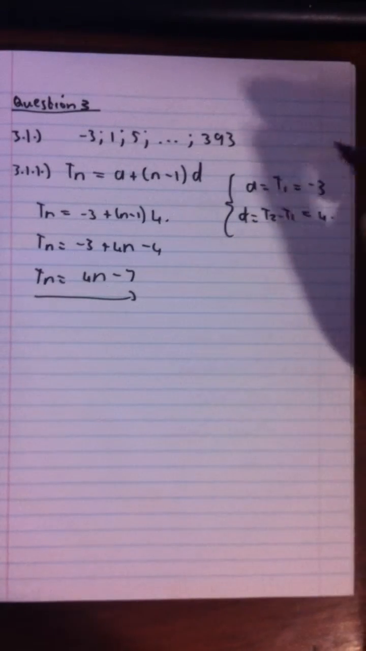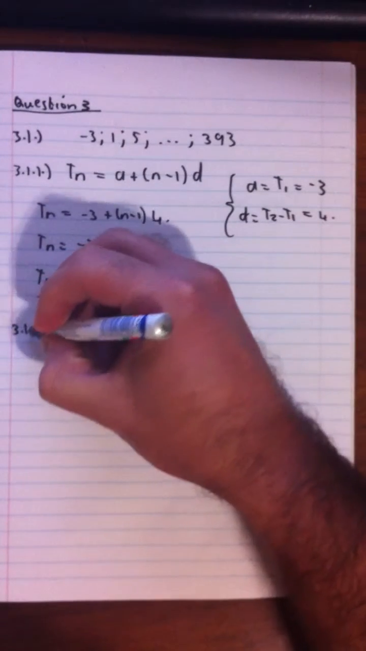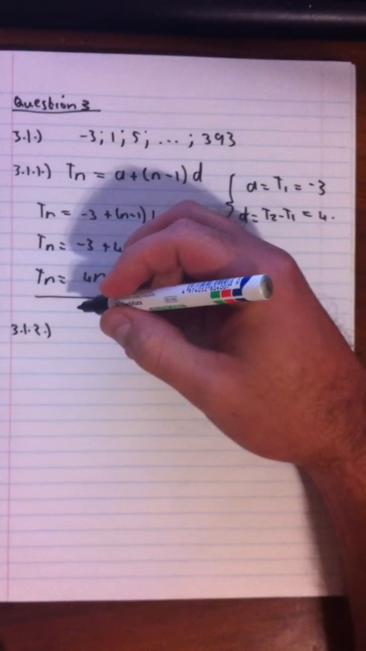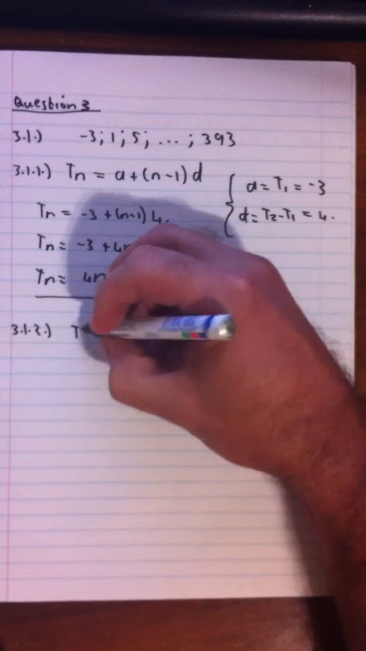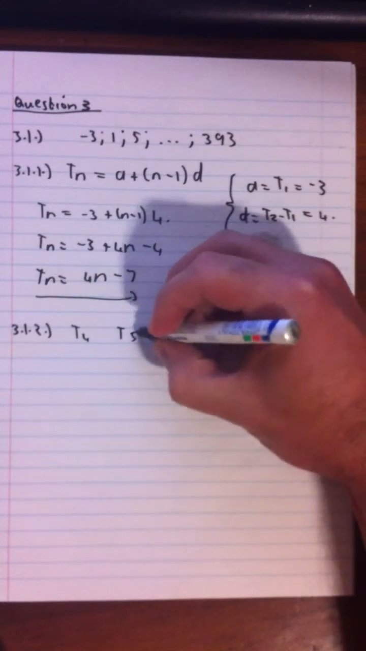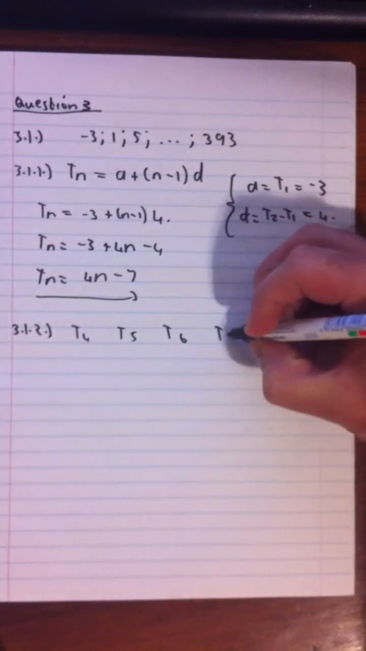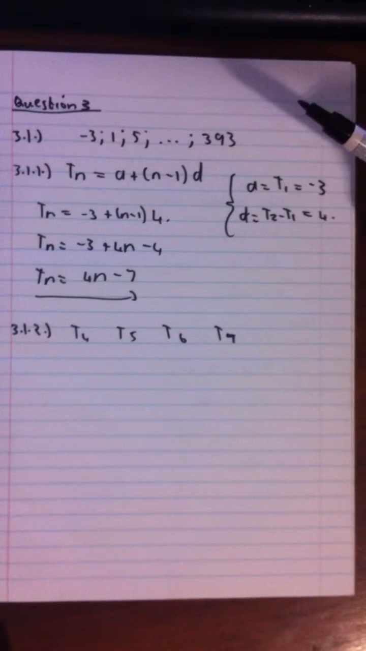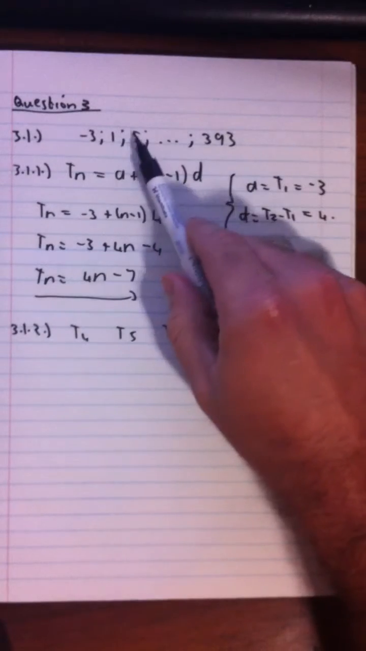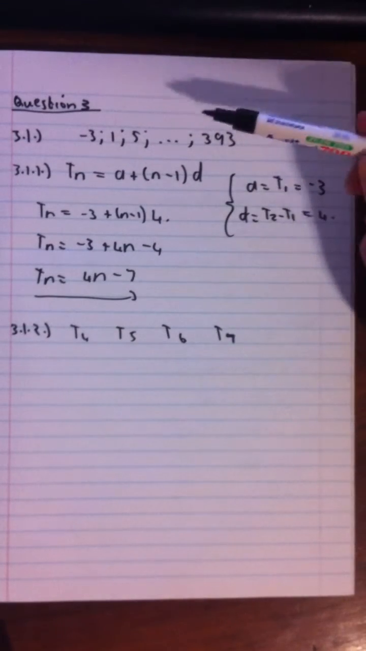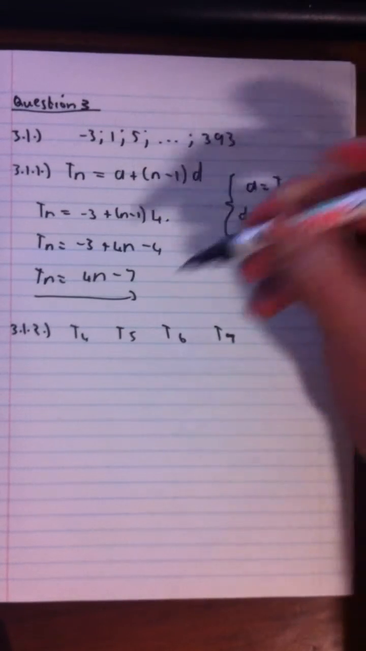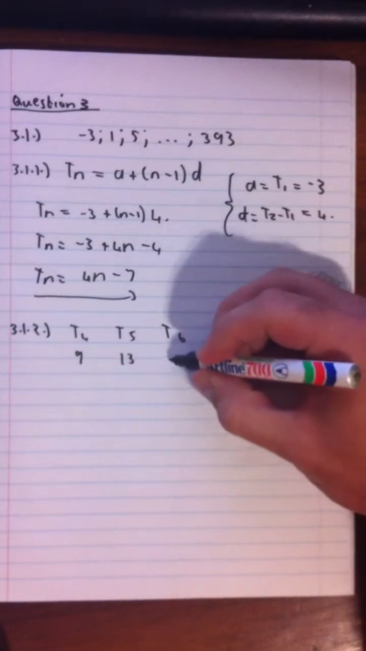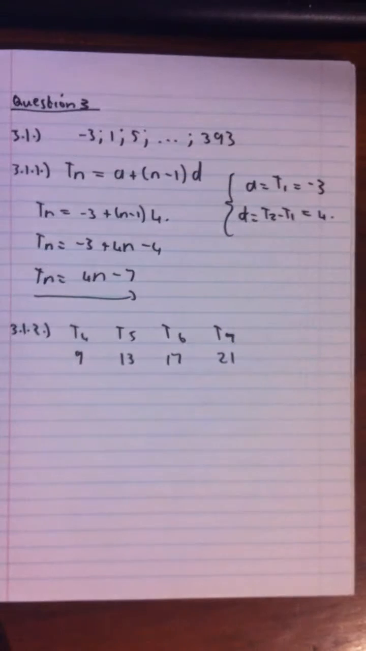Next question, 3.1.2, just asks us to write down the next couple of terms in the sequence. They want term 4, term 5, term 6, and term 7. Now the easy way to do it, because we can see it's an arithmetic sequence, we see the common difference is 4, so you just add 4 to every term. So from term 5, the next term would be 5 plus 4 is 9, plus 4 is 13, plus 4 is 17, plus another 4, 21.